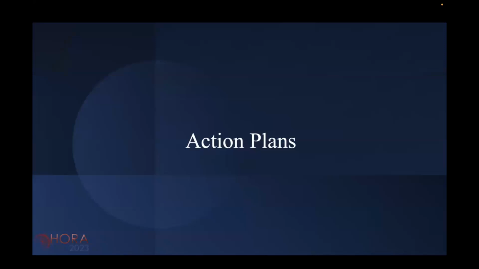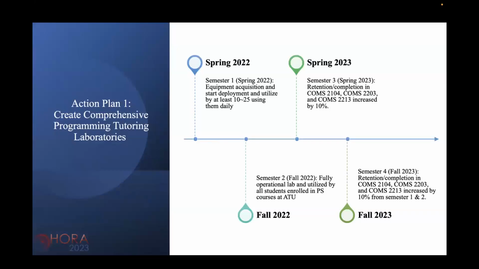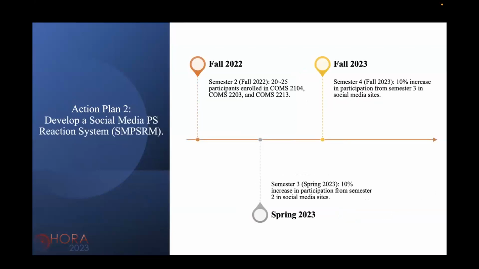So our first action plan was to create a comprehensive programming tutoring lab. In spring 2020-22, we established a tutoring lab using previous students from those courses who did well in them. Our second action plan was to develop a social media interaction system. We introduced social media platforms like Discord and WebEx, so the students can get help from other students, faculty members, and other people who are good at different programming languages.